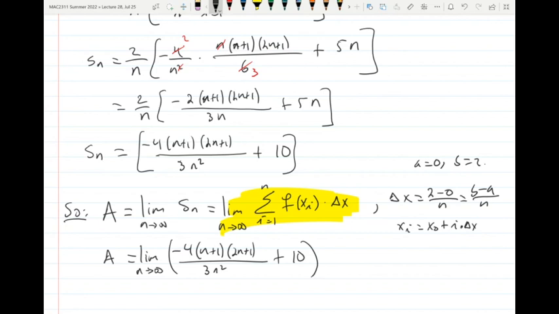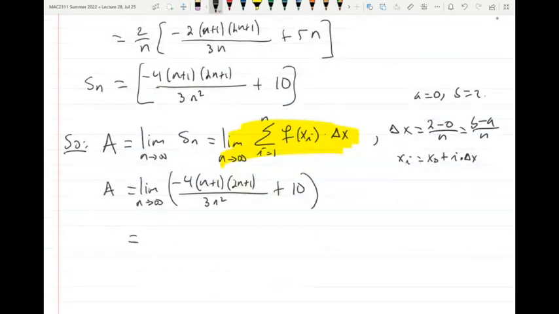So what's the leading coefficient of the top? Negative 8. Everybody see that? So you get a 2n squared from here, but then distribute the negative 4. So that's negative 8, and the bottom? 3. So the answer here is going to be negative 8 over 3 plus 10.